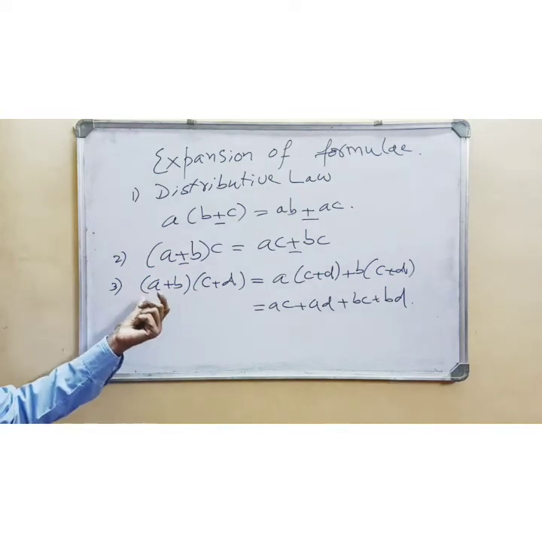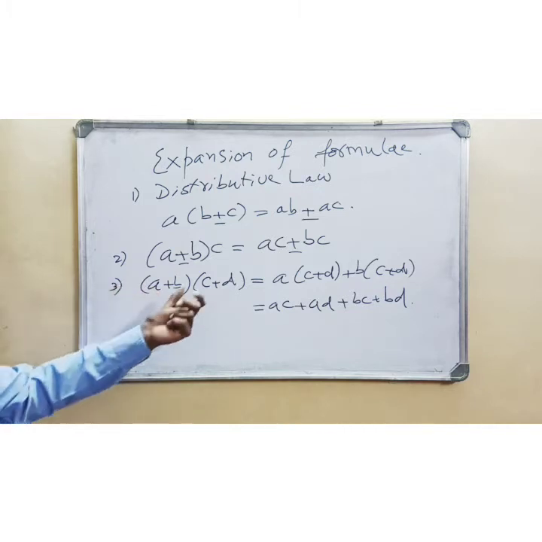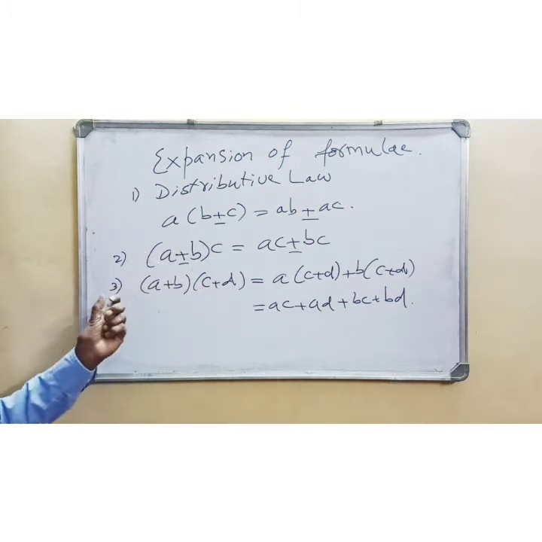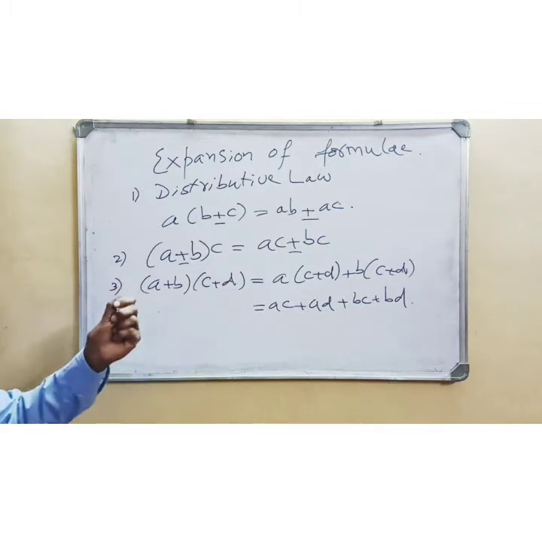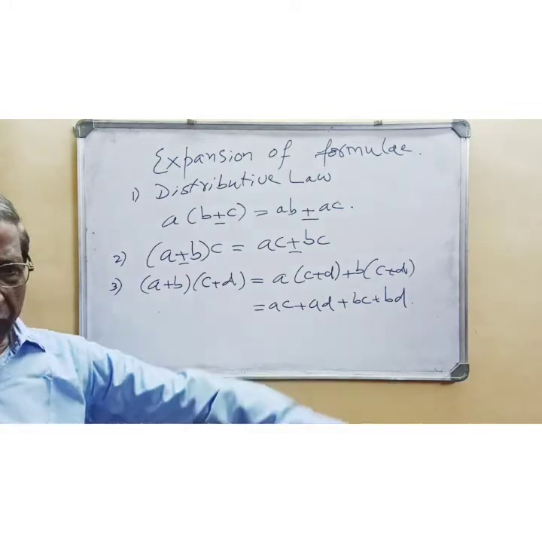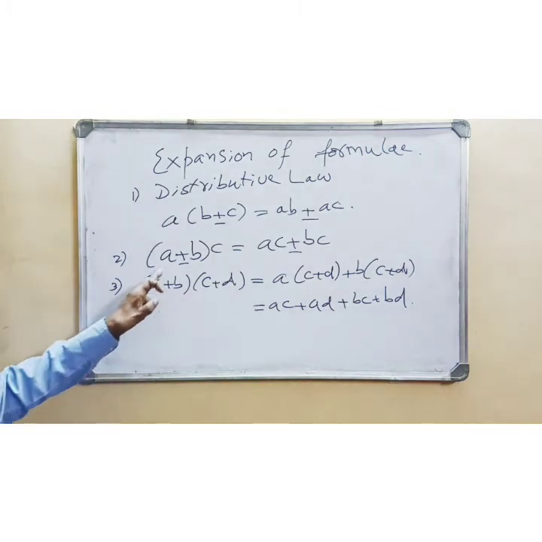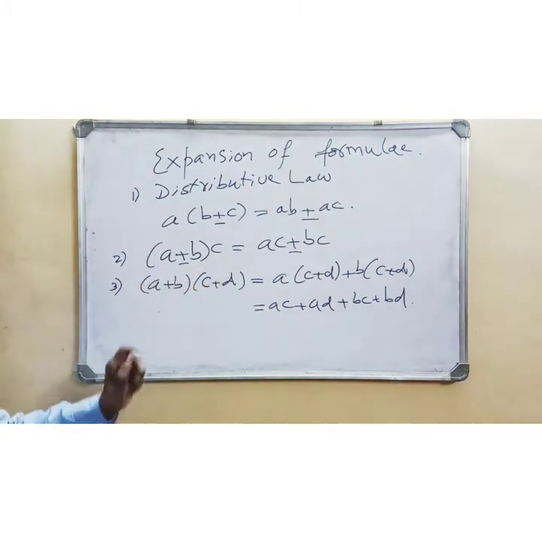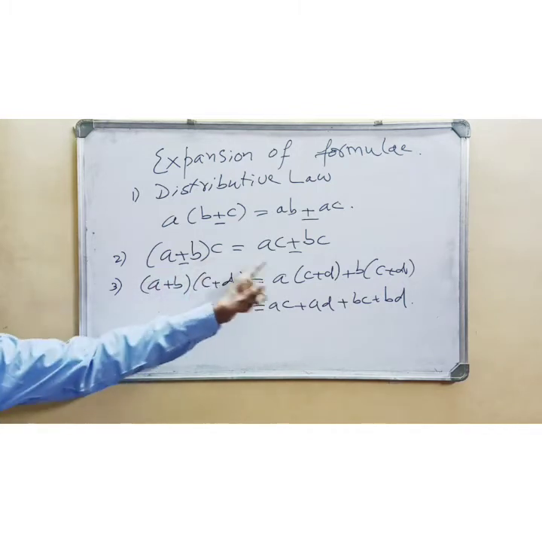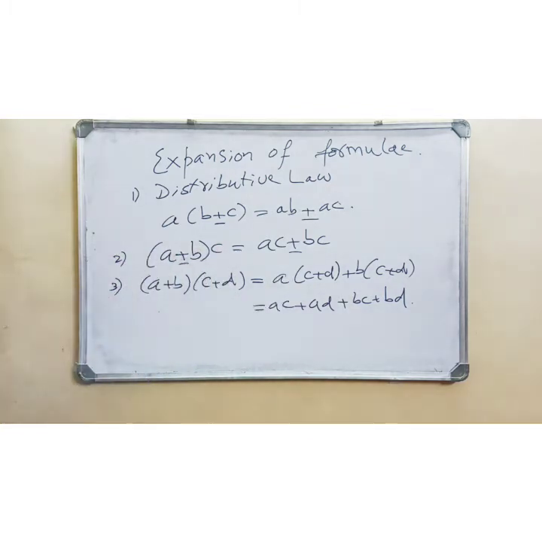Here we have used a bracket, it becomes 1. C plus D is also 1. 1 into 1 is again the same one term. Whereas in RHS you find four terms. It is AC plus AD plus BC plus BD. Even it is applicable for minus also.